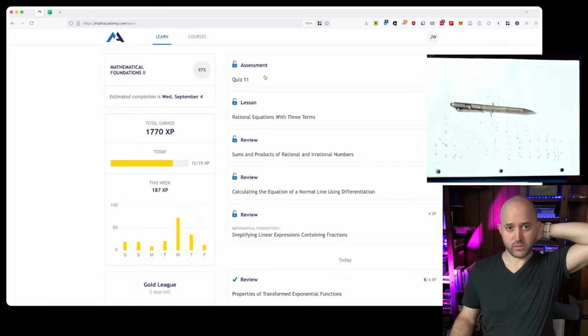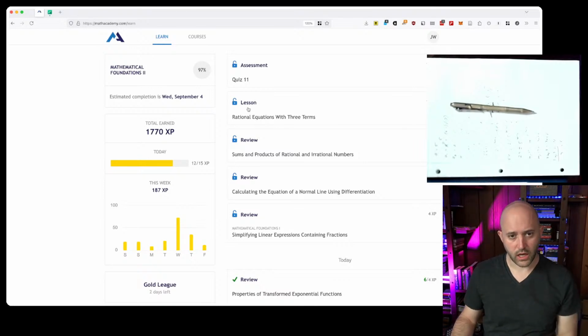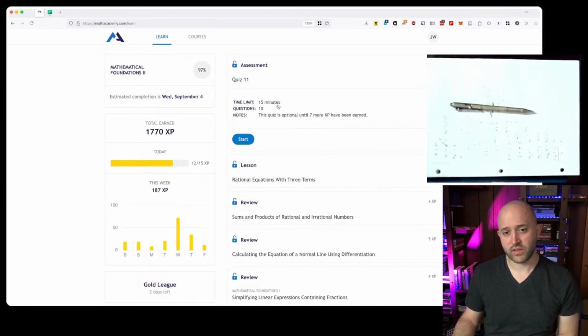I have an assessment. So there's reviews, lessons, and assessments or quizzes. Lessons are 12 experience points. This quiz is 15, and it says it'll take 15 minutes, 10 total questions, and it's optional until 7 more experience points have been earned. So if I do this lesson next, then the next thing I have to do would be the assessment.